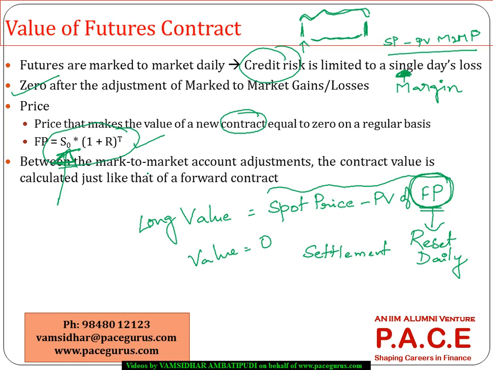And as I have already highlighted, between the two mark-to-market dates, during the day, intraday, the contract value is just calculated similar to that of a forward contract, which is nothing but the spot price minus the present value of the previous mark-to-market price. So that is one other key difference that we observe between a futures contract versus a forward contract.